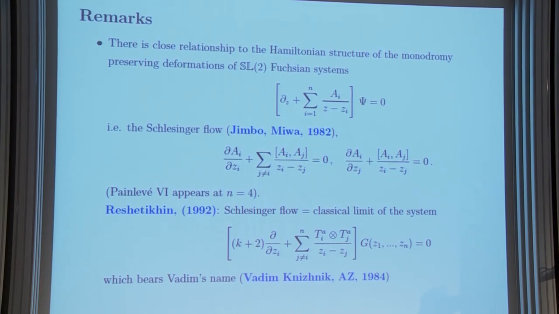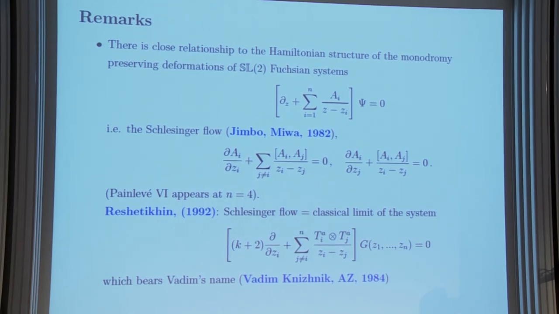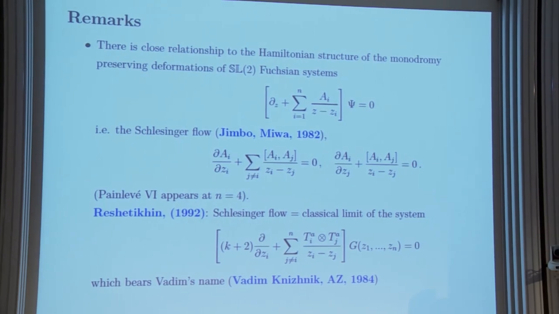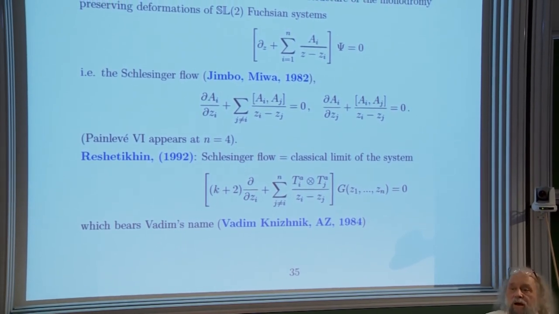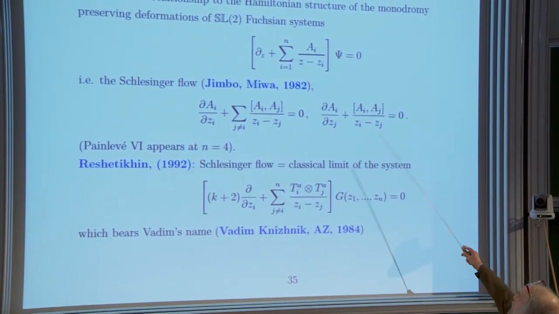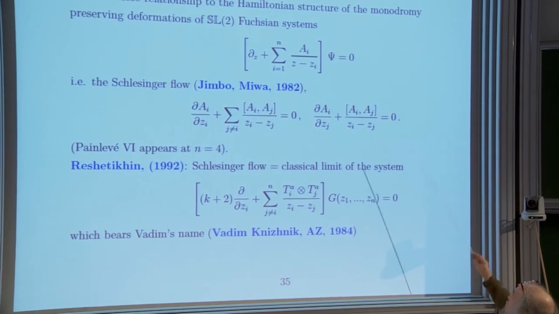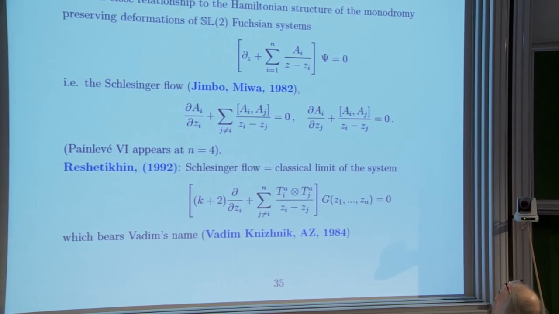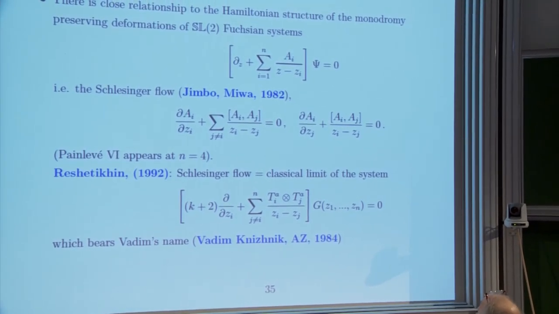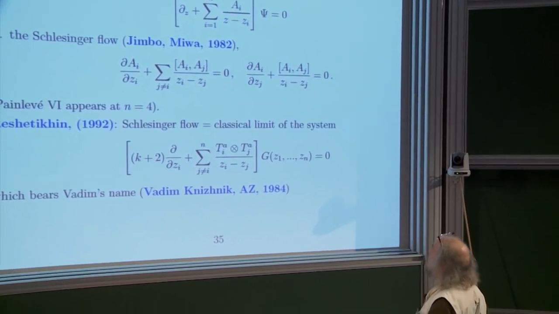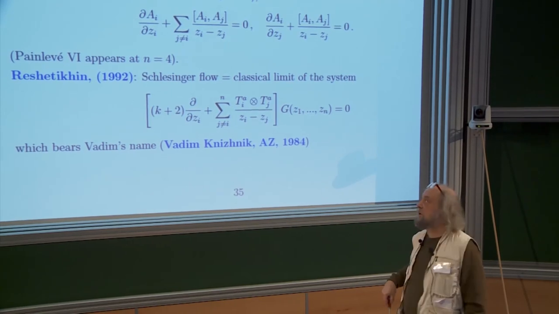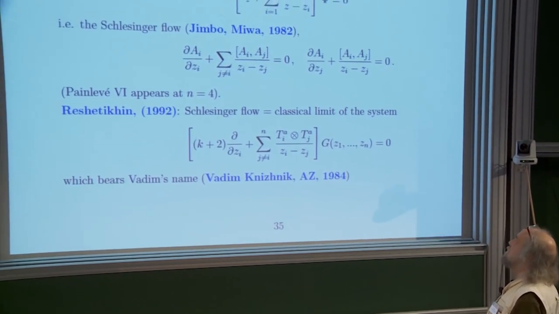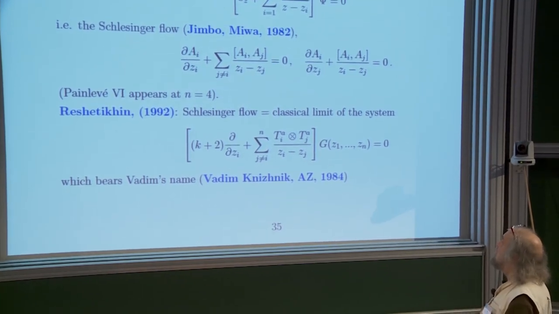One is that everyone who looked at the Painleve would recognize the close relation to the monodromy preserving deformations of Fuchsian systems, in this case SL2. You have now a matrix differential equation, again with regular singularities, where now the A_i are 2x2 traceless matrices. And now we have monodromy preserving deformations, which are described by this Schlesinger system or Schlesinger flow. And the Painleve appears in the simplest non-trivial case, when the number of regular singularities is 4.